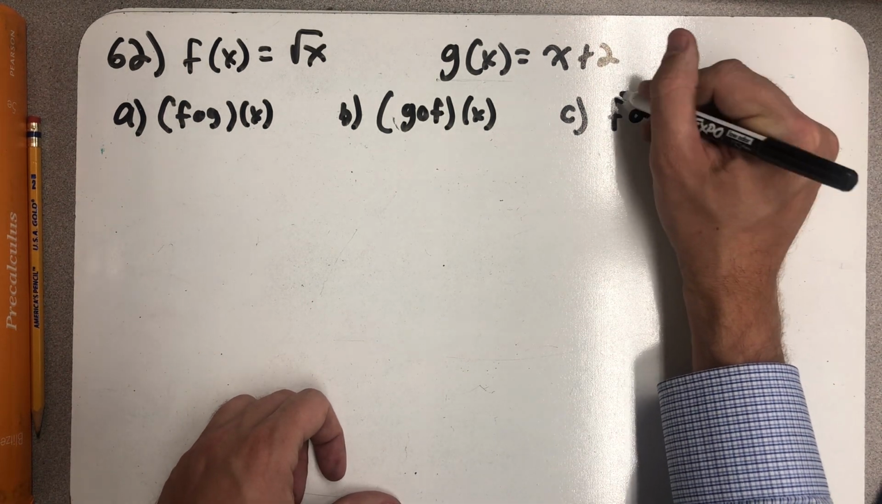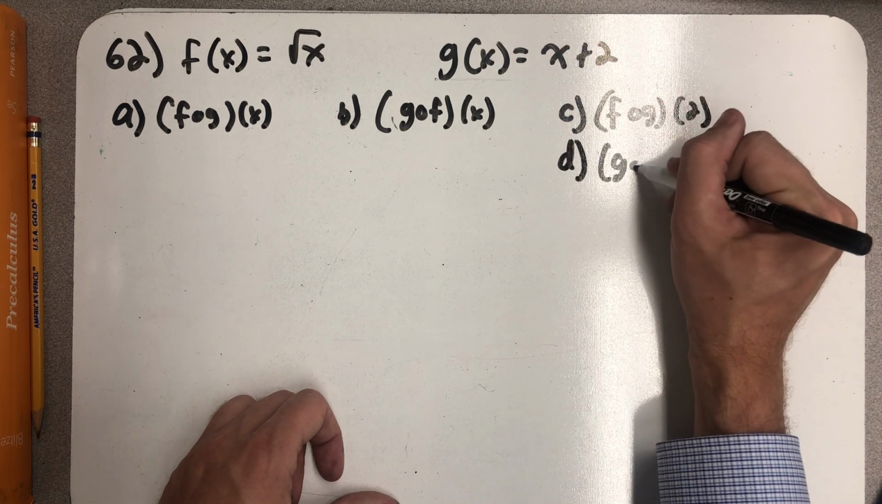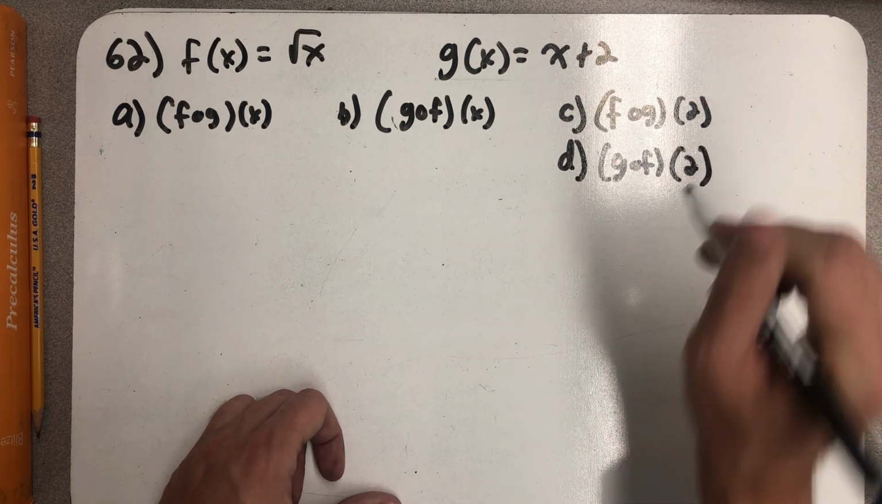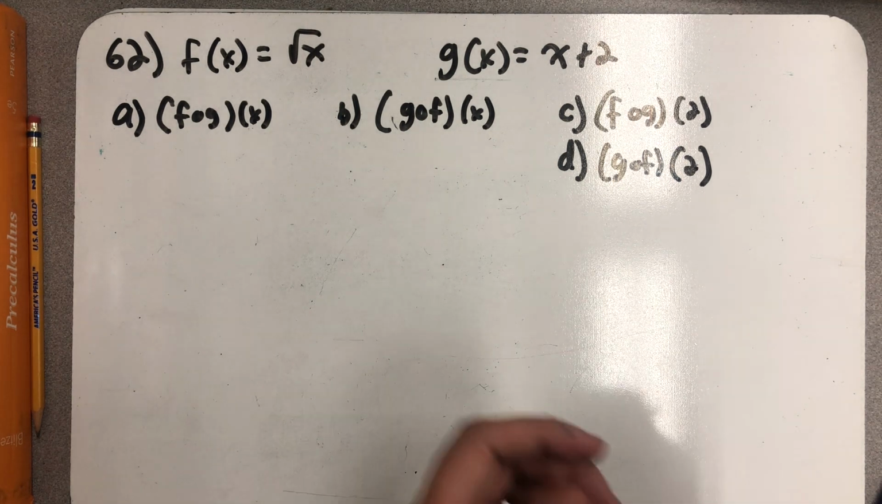And in part D, g composed with f of 2. And we'll talk about two different ways of doing those last parts. But for right now, let's just find our composite functions.